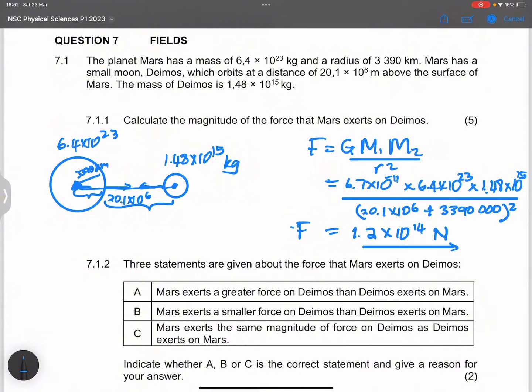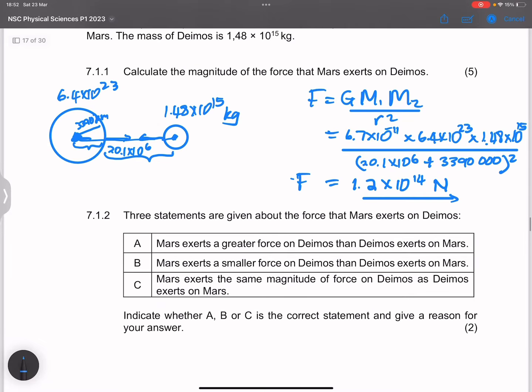Now they say to us, we've got 3 statements that are given about the force that Mars exerts on Deimos. A: Mars exerts a greater force on Deimos than Deimos exerts on Mars. That's not true. B: Mars exerts a smaller force. That's not true. C: Mars exerts the same magnitude of force. Yep, it's definitely equal. So they say indicate whether A, B, or C is the correct statement and give a reason for your answer. Definitely it will be C.